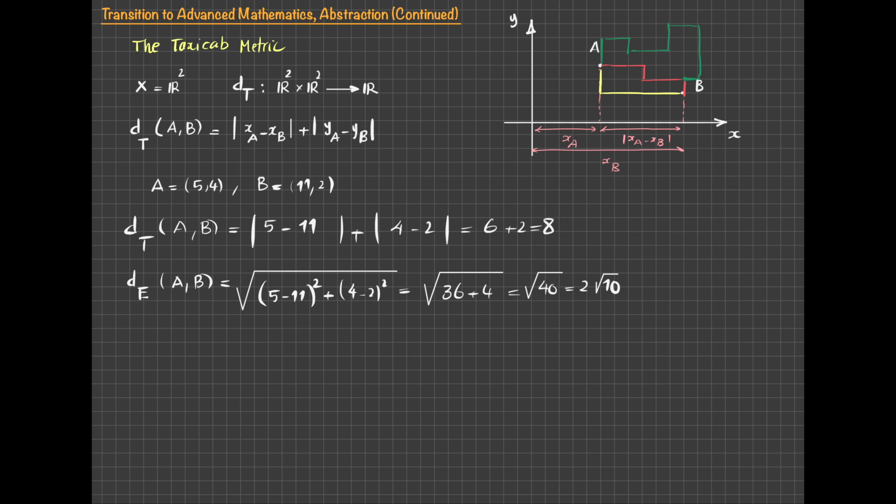But the point is that in the Euclidean metric, I can talk about the shortest path, but here in the taxicab metric, there is no the shortest path. There is a shortest path. So this is a shortest path. This is also a shortest path.